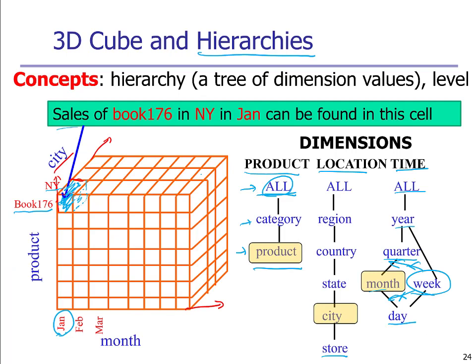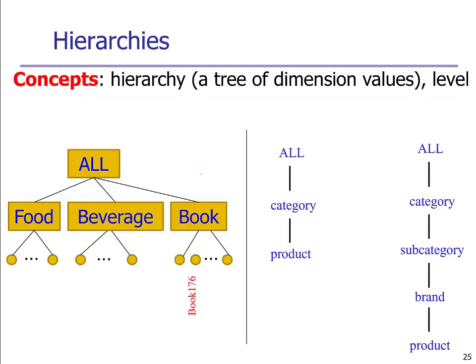So a little bit more about hierarchies. Before, it was an abstract way of representing a hierarchy structure. So basically, the left part is more concrete. You would have, say, book. The all is the default level, and because we're talking about products, we would have food, beverage, book, and maybe some other categories. And for book, for example, it has different sub-levels or sub-items, where one of them is book 176, the one that we have mentioned before, right? So this is a hierarchy structure.